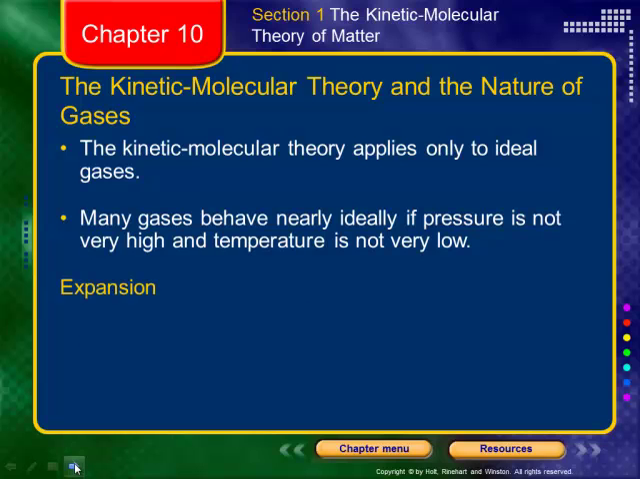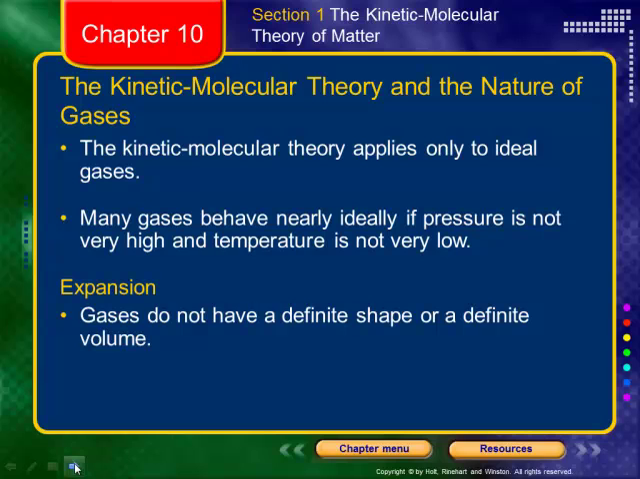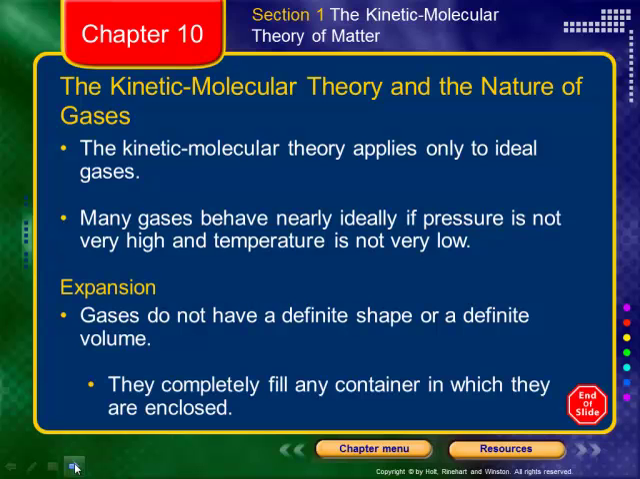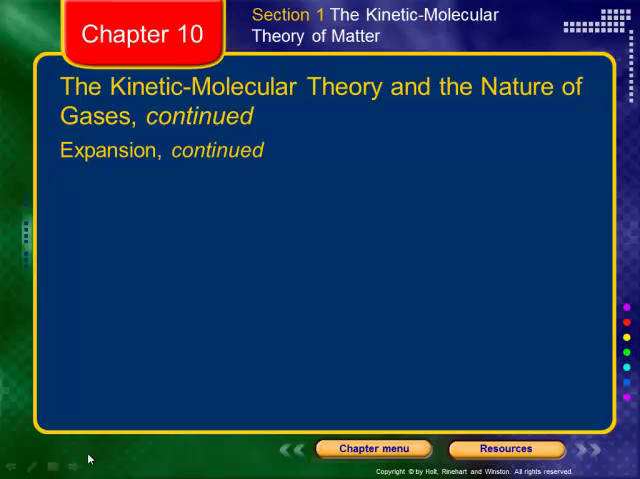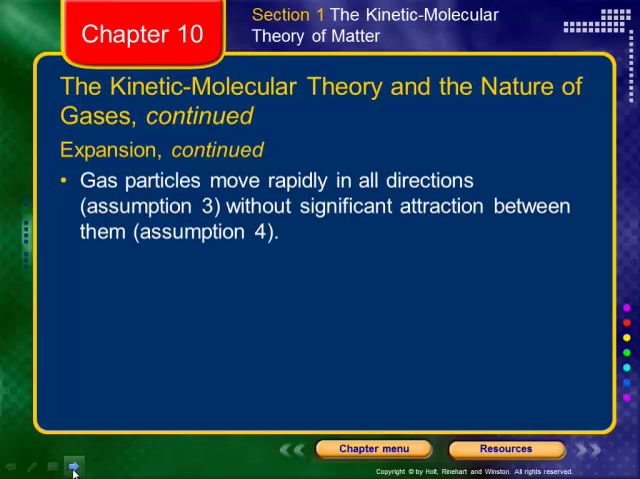Okay, some of the properties of gases. Expansion. Gases do not have a definite shape or a definite volume. They expand to fill the container that they're in, and they will take the shape of the container. The gas particles move rapidly in all directions. That's assumption 3. Without significant attraction between them. That's assumption 4.